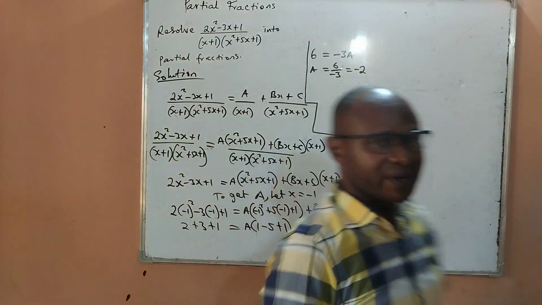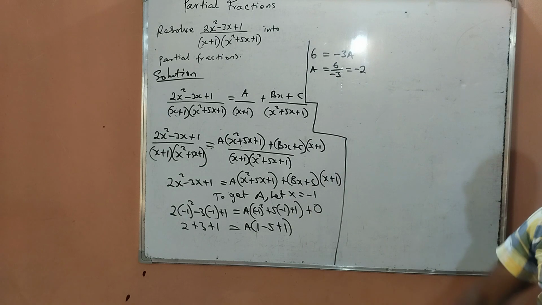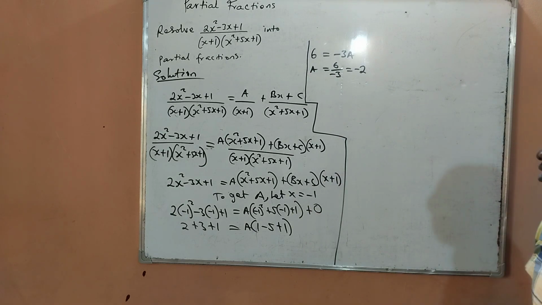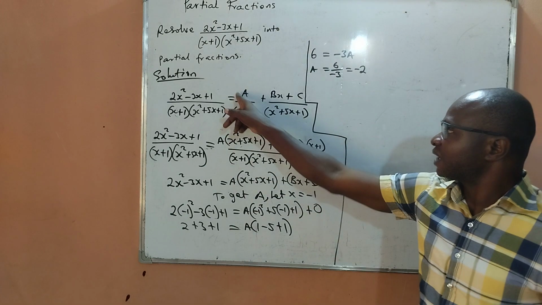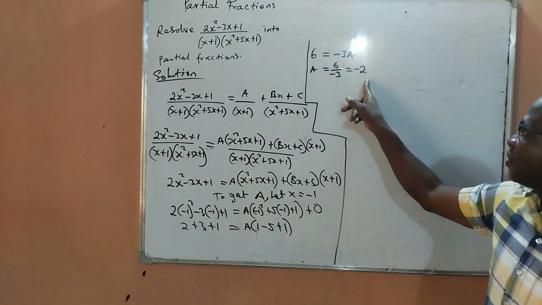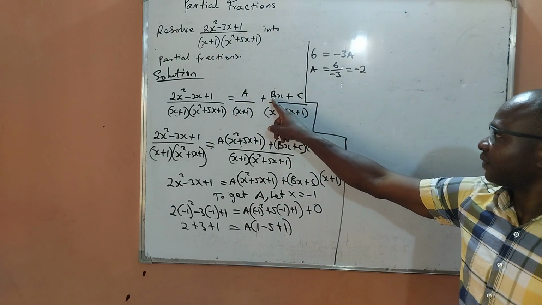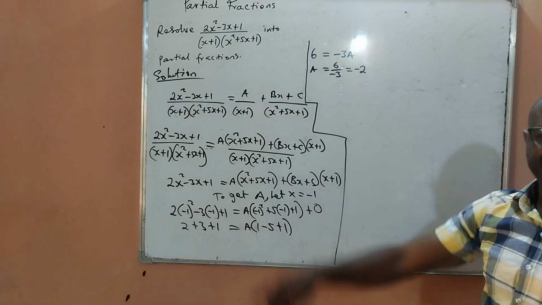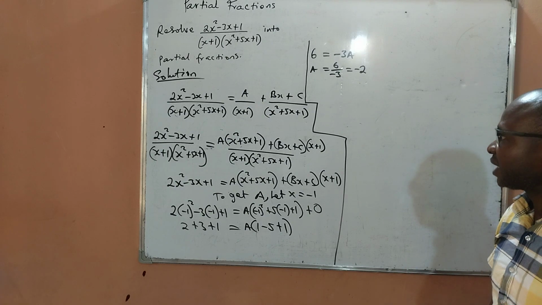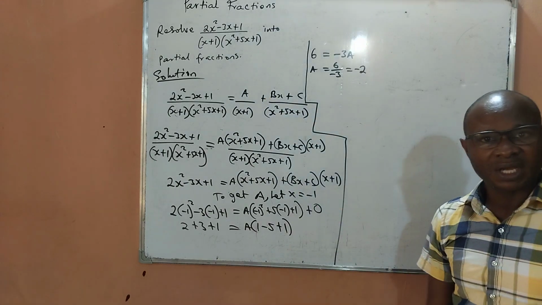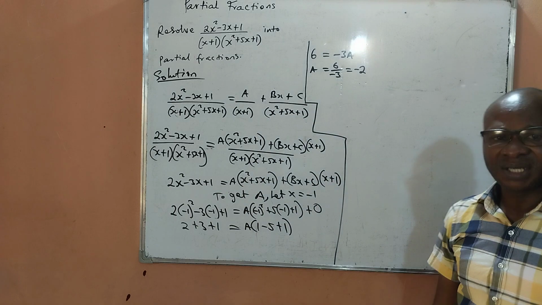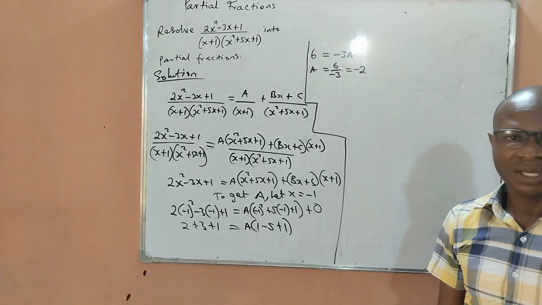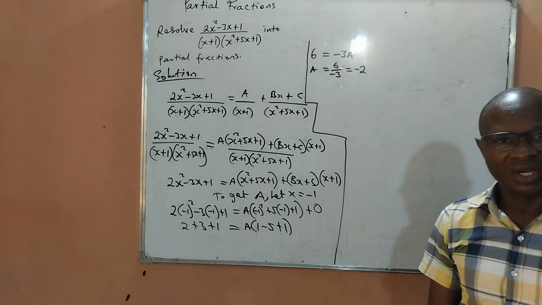Okay, look at it very well. I have gotten the value of a in the solution. I have gotten the value of a. I will move on to finding the value of b and the value of c. And when I get that, I put it into the partial splitted part. That becomes the required partial fraction that I'm expected to solve.